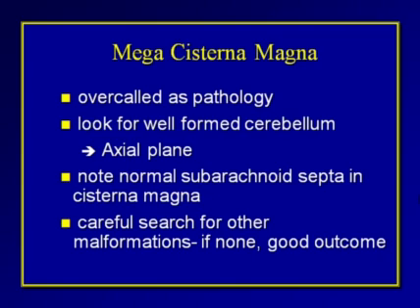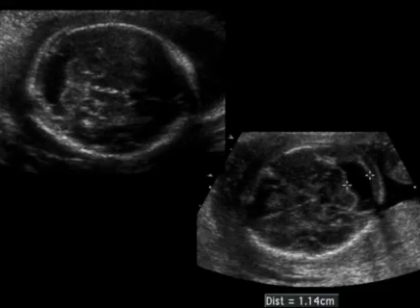There are normal septi that run through the back of the cisterna magna, and those can be identified and should not be mistaken for a cyst. And again, when the cisterna magna appears large, do a careful search of the brain for other malformations. If it's an isolated finding, the likelihood that there will be a good outcome in the fetus is high.